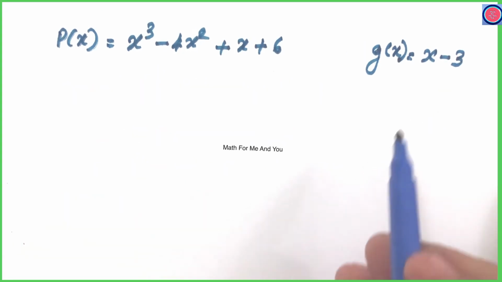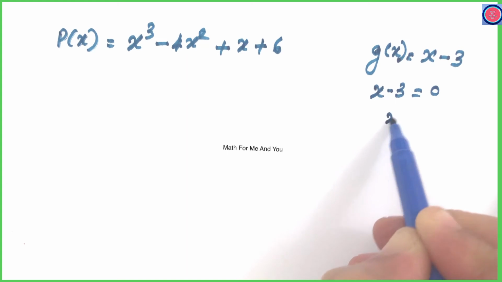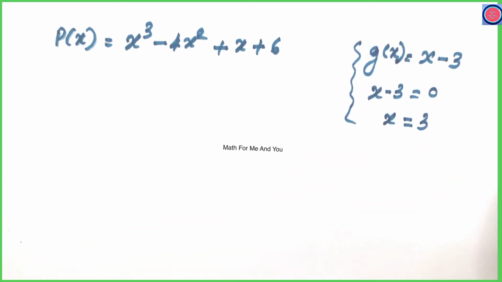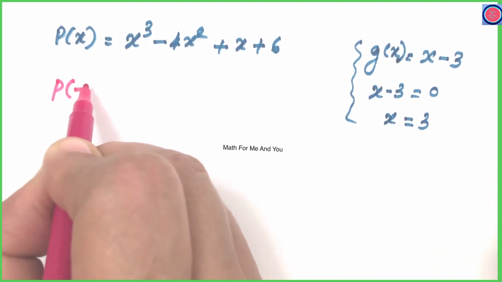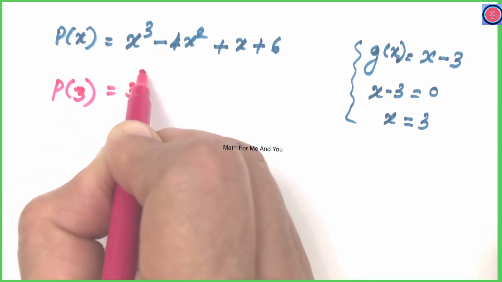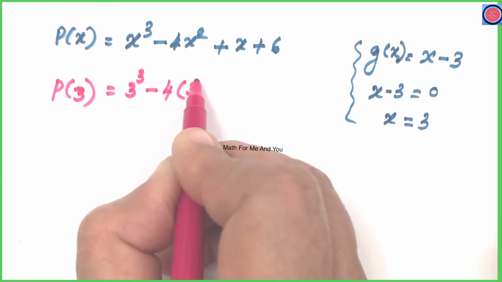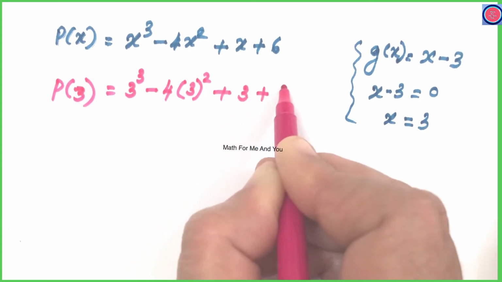Okay, next we can see p of x and g of x. First of all, we will consider g of x equated to 0. x minus 3 equals 0 means we get x equals 3. Substitute this value in p of x so that we will get p of 3. In place of x, we can put 3 and get the value of p of 3. 3 cube minus 4 times 3 square plus 3 plus 6. Simplify and get the answer.